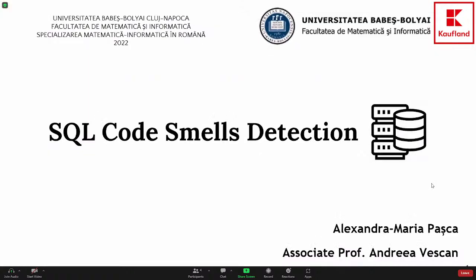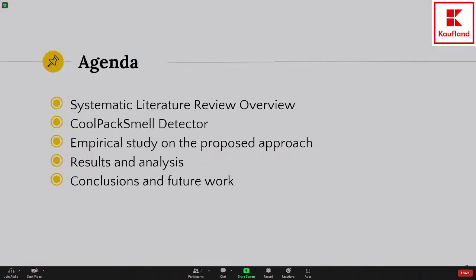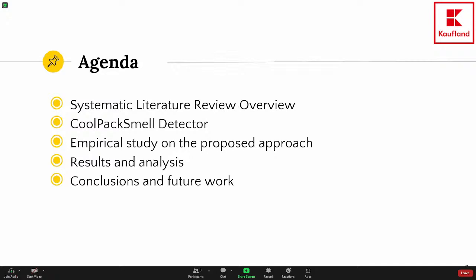Hi everyone, my name is Alexandra, and today I will talk about SQL code smell detection. I will start with the definition, because it's important to mention that SQL code smells are not bugs. They can indicate a problem in the source code. I will talk a little bit about the systematic literature review, and then I will talk about Cortex Smell Detector, the tool that I've implemented and validated with an empirical study.